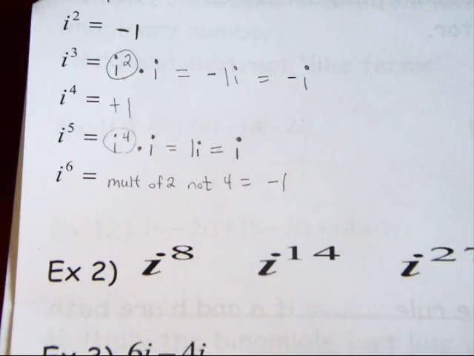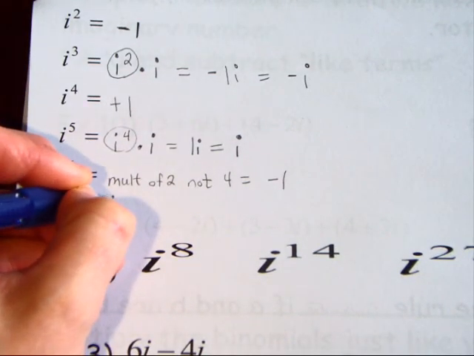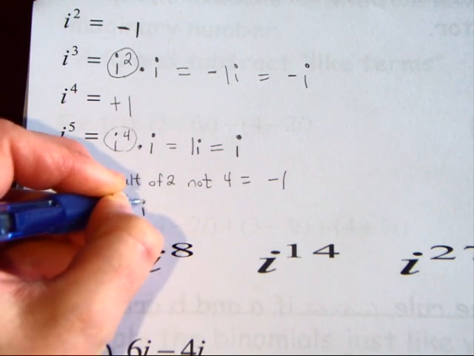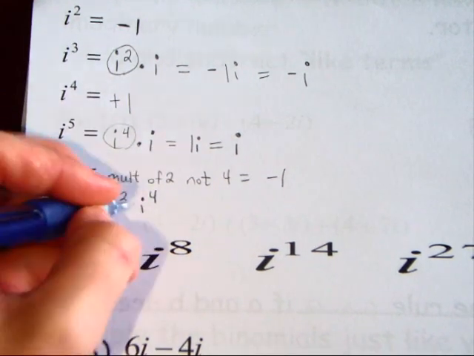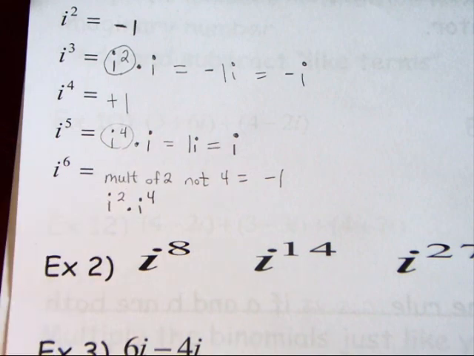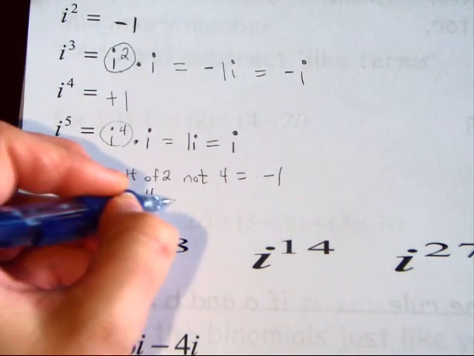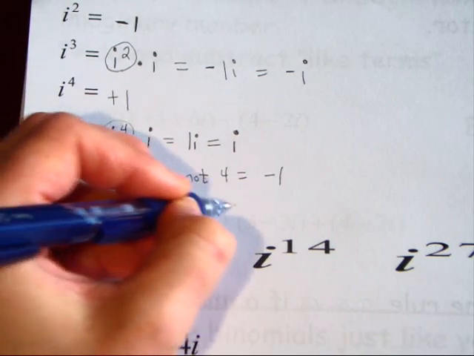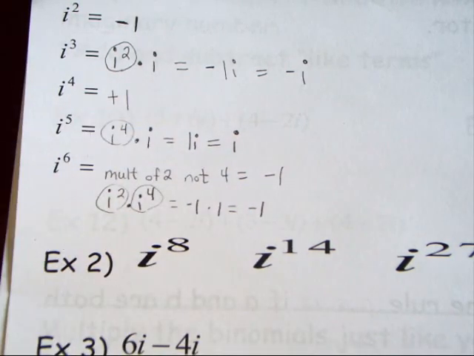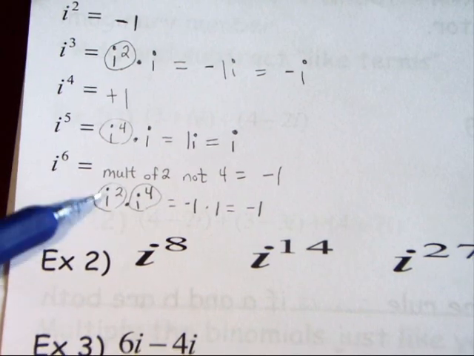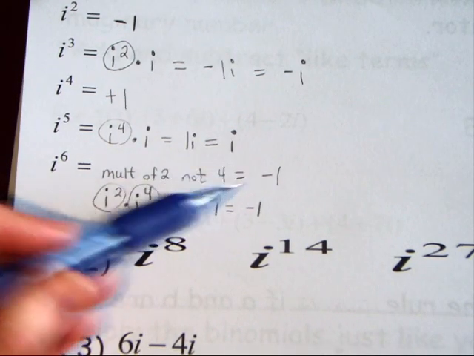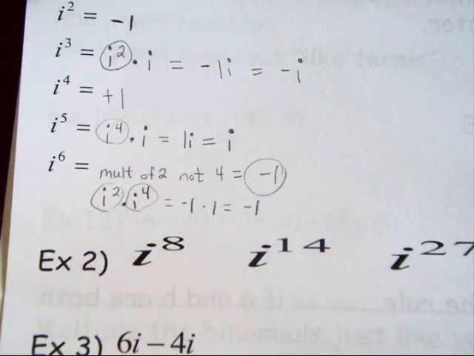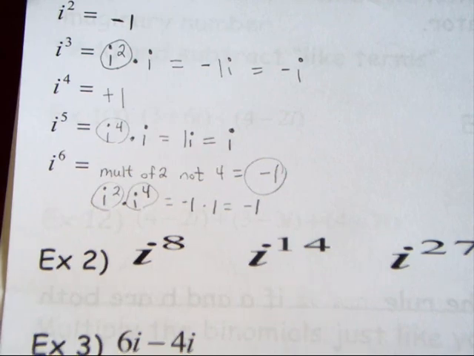Now, if you're struggling, why is that the way it is? i to the 6th is made up of i squared and i to the 4th. Okay? This is just if you're kind of struggling, like, why is that true? Well, guys, i squared is negative 1, and i to the 4th is positive 1, which makes negative 1. So you can see that my rule, that a multiple of 2 but not 4, does end up being a negative 1. Let's try some now.